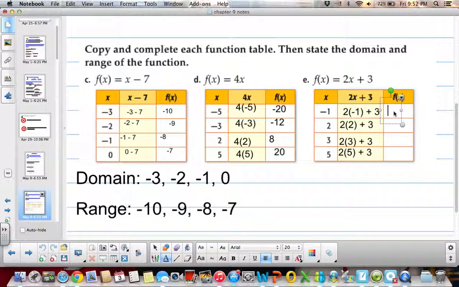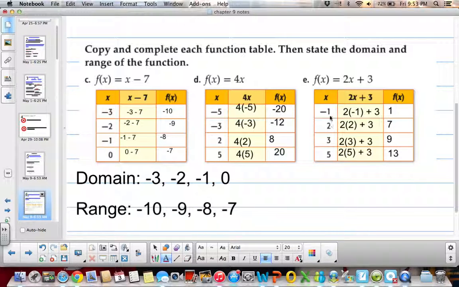So we would have 2 times -1, so -2 plus 3 would be 1. 2 times 2 is 4 plus 3 would be 7. 2 times 3 is 6 plus 3 is 9. 2 times 5 is 10 plus 3 would be 13.